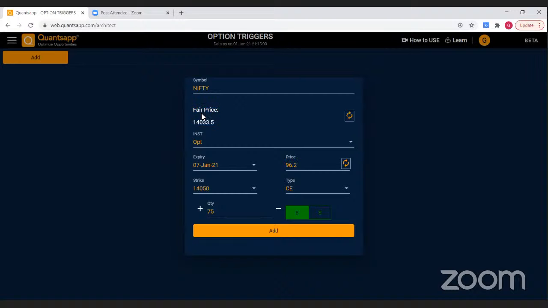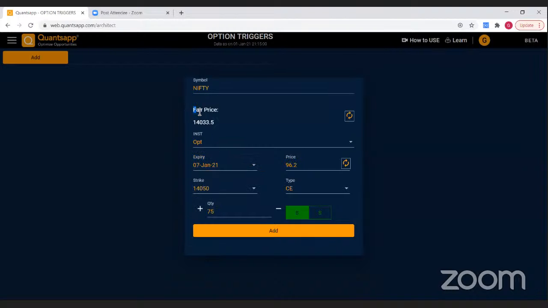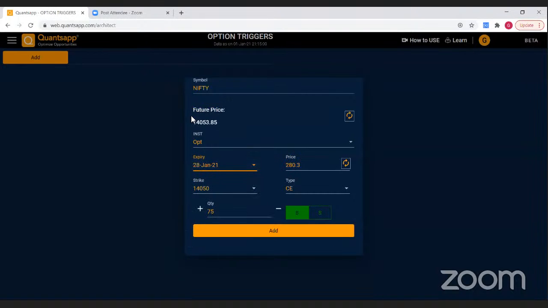So if I say that for the weekly expiry, we don't have futures, and futures are the required thing in the FNO market. If you are doing option trades, I usually see the future price. Most of the people look into the future price. So for the weekly expiry, we have the weekly expiry here, it's calculating the fair price. And if you take the monthly expiry of 28 Jan, you can see the future price which has been written here.